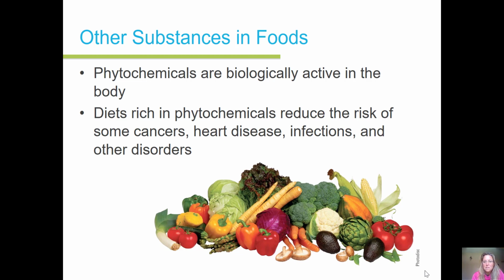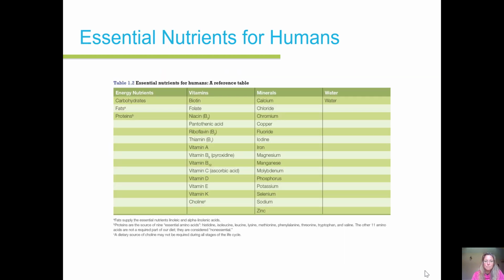Diets that are rich in these types of foods that provide a lot of phytochemicals tend to reduce the risk of various forms of cancer. They reduce the risk of heart disease, infections, other disorders. So phytochemicals are key and really important in a healthful dietary pattern.